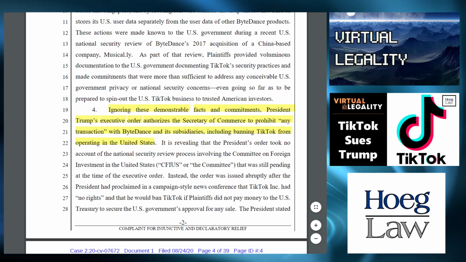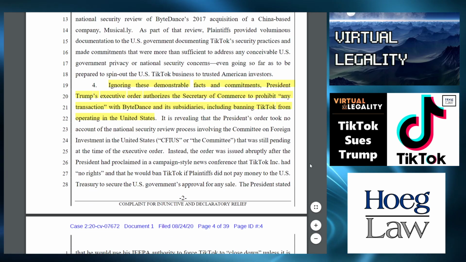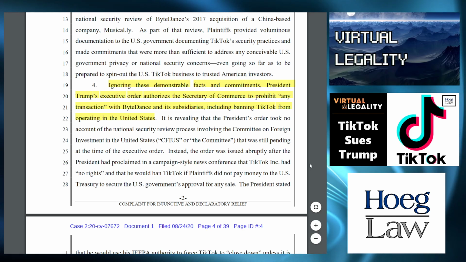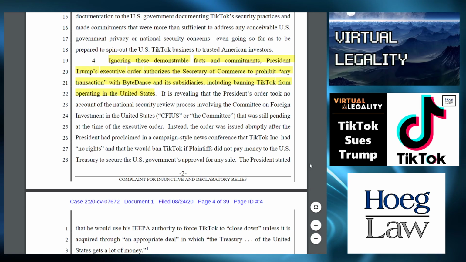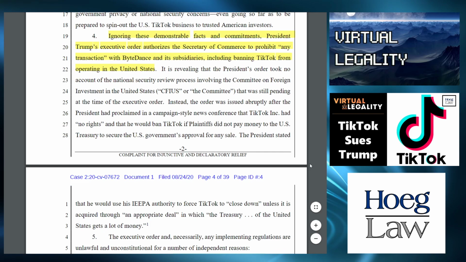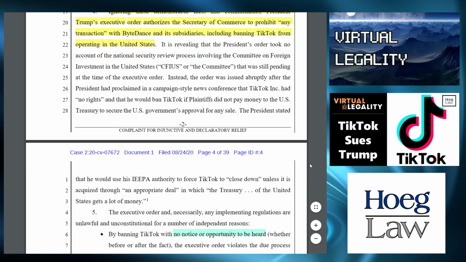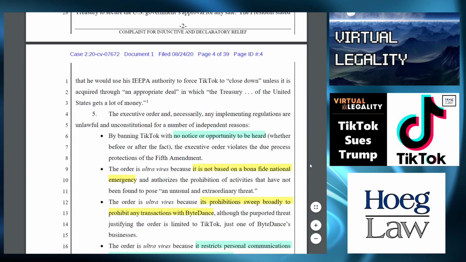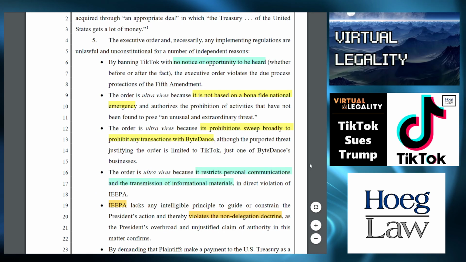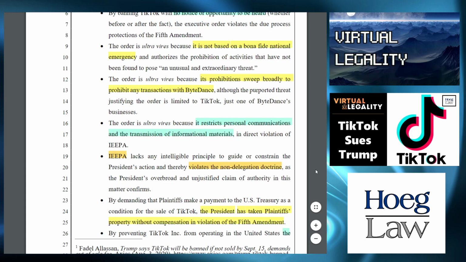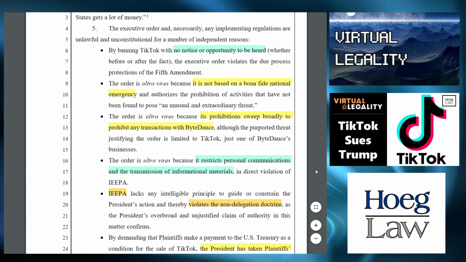Ignoring these demonstrable facts and commitments, President Trump's executive order authorizes the Secretary of Commerce to prohibit any transaction with ByteDance and its subsidiaries, including banning TikTok from operating in the United States. Now, it doesn't exactly do that, as we just saw. It talks about transactions and then says it doesn't extend past where the statute would allow it. The executive order and necessarily any implementing regulations are unlawful and unconstitutional for a number of independent reasons. They give us bullet points. You don't see bullet points every day when you're looking at a lawsuit like this.